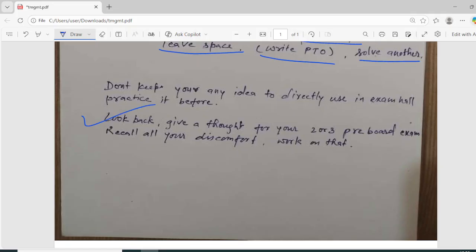Second, which is most important, is to look back and give thought to your last pre-board exam. What you wrote, what problems you faced, did you run out of time, did any theorem take a long time to solve. On that, think about how you can avoid it, and you have to work on those.